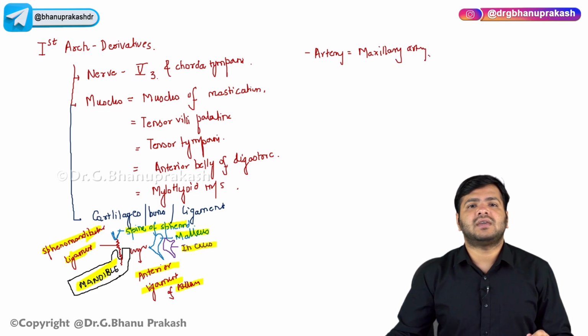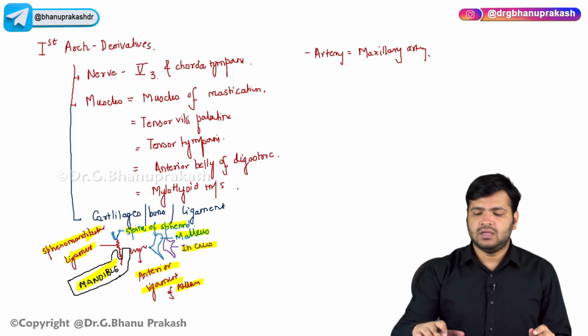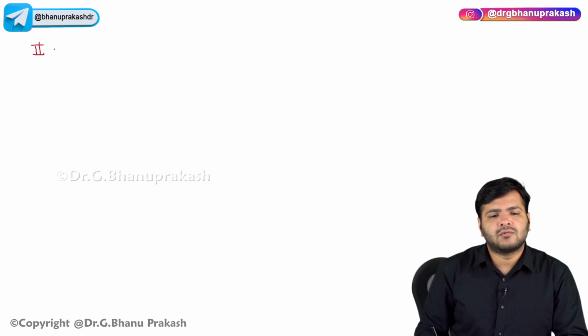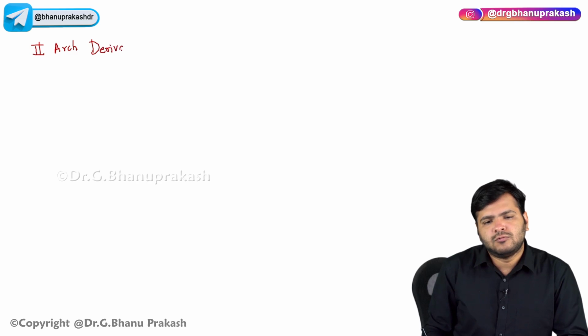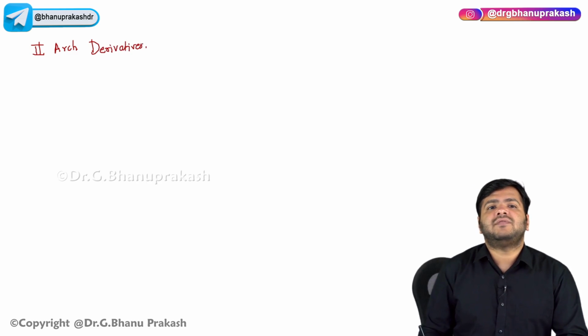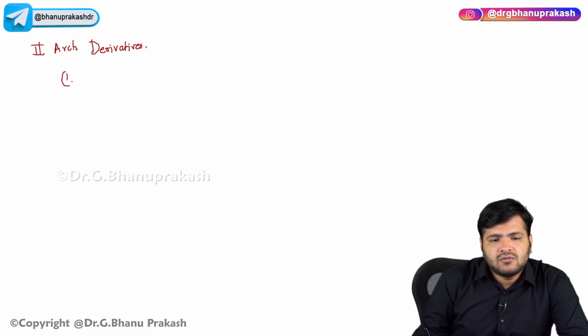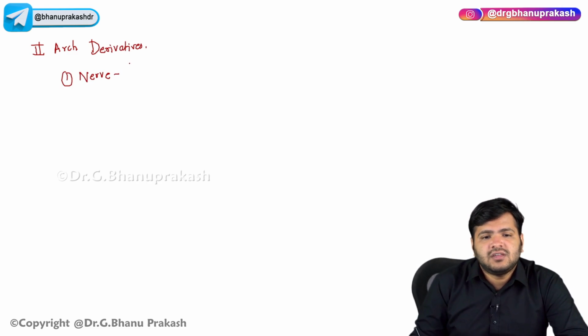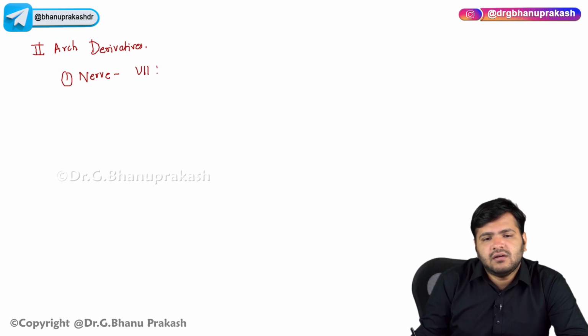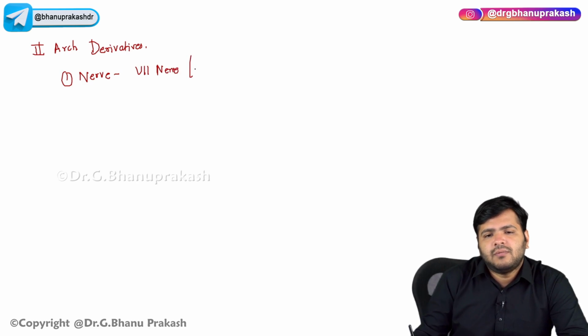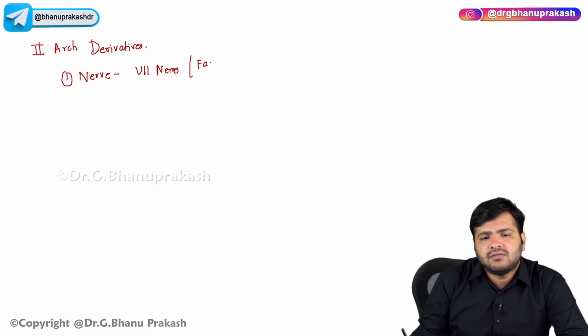Now coming on to the second arch derivative. Basically, firstly you should know the nerve which is supplying the second arch. It is the facial nerve, the seventh cranial nerve, which is supplying the second arch.